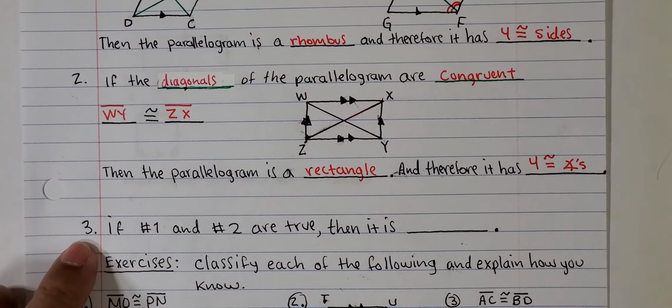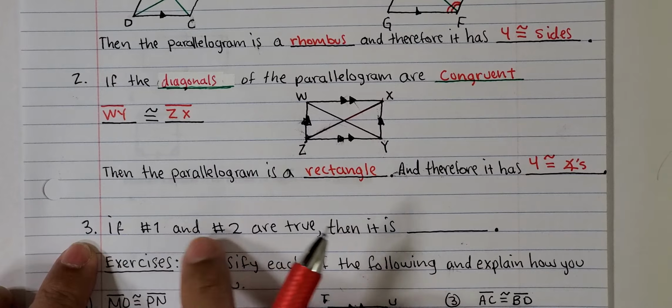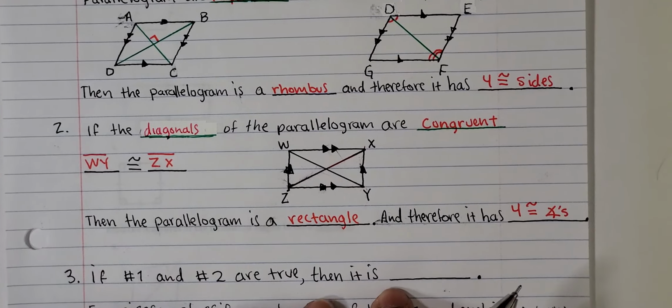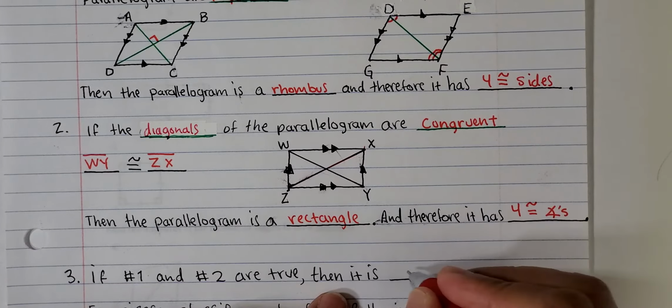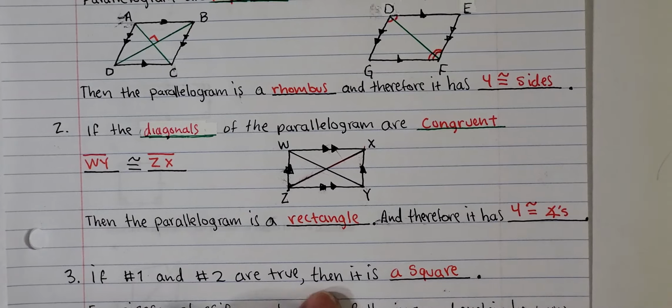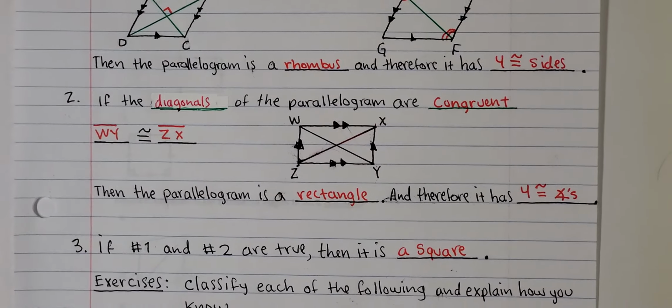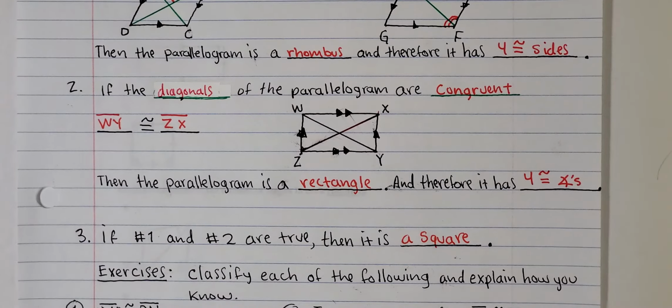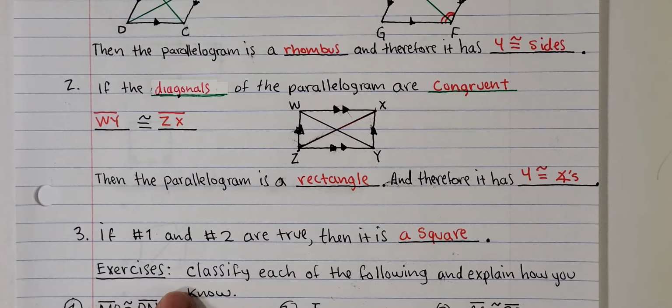Number three, if number one and number two, meaning these two properties, are true, then it is a square. So the square has the properties of a rhombus and a rectangle. Okay, so we're going to use that on the following three examples. In these exercises, classify each of the following and explain how you know.